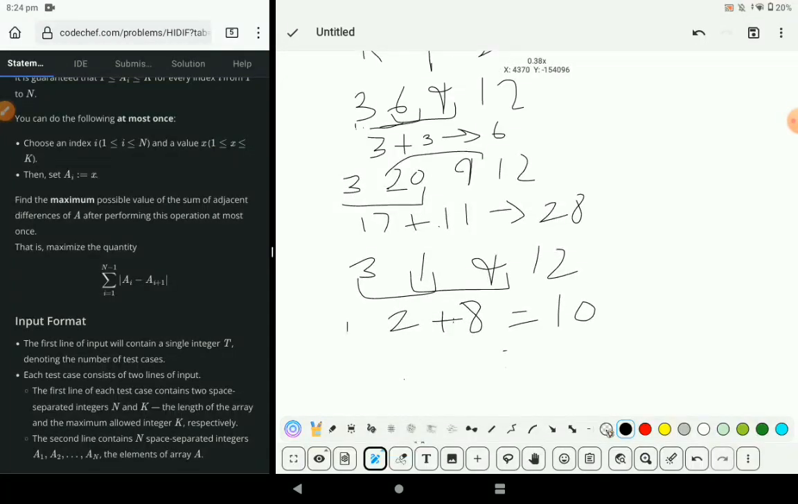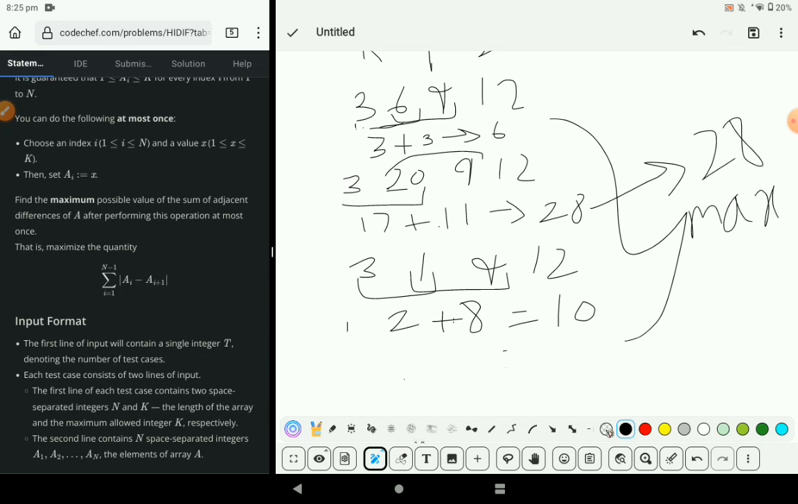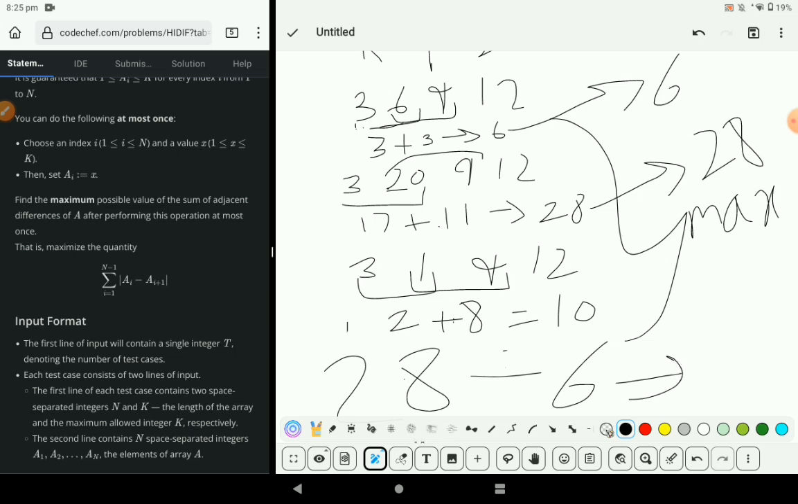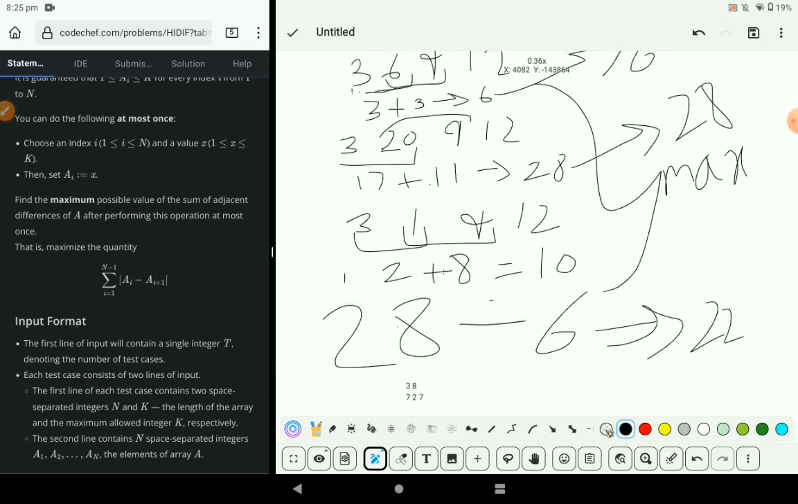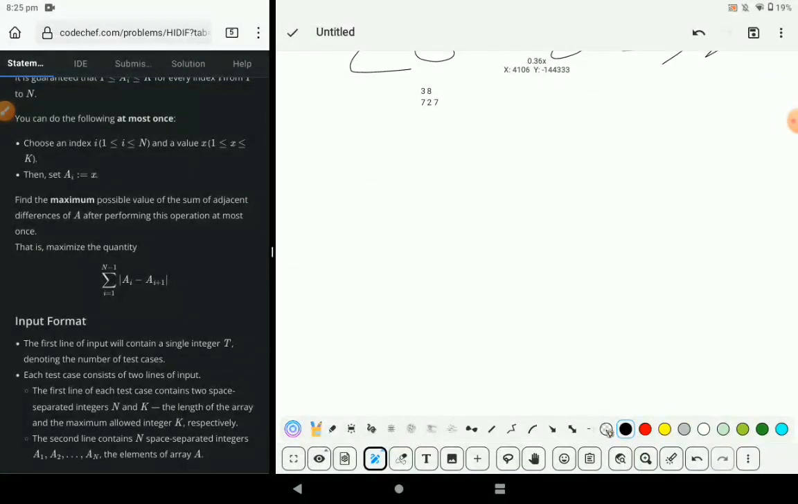As we can see, among all of these we have got 28 as our maximum. So this is what we have to find. By how much did our maximum increase? This is the original one and this is the new one. So we do 28 minus 6, which equals 22. We have a difference of 22. Such a huge difference.